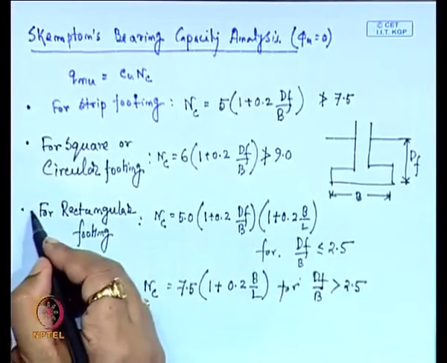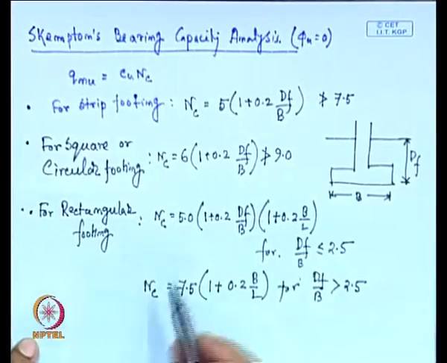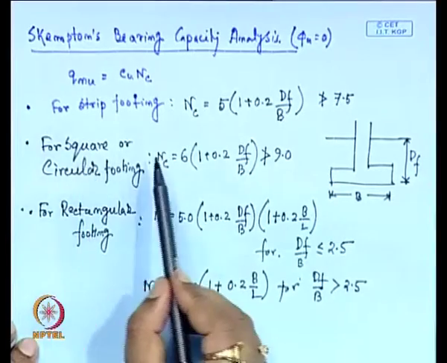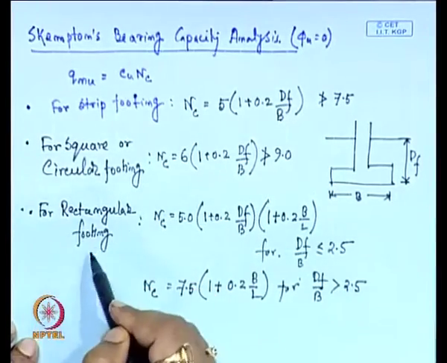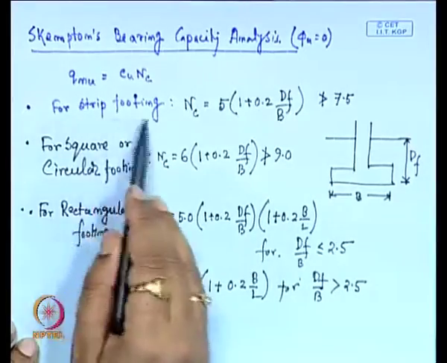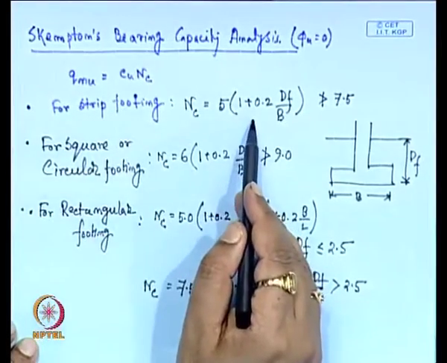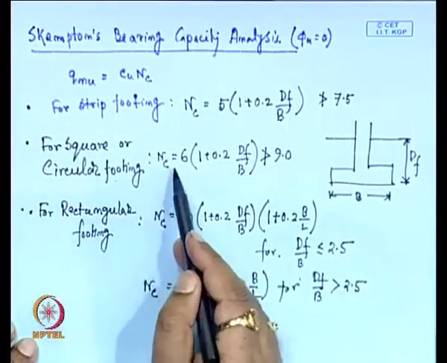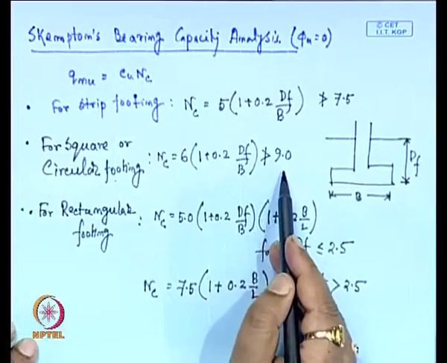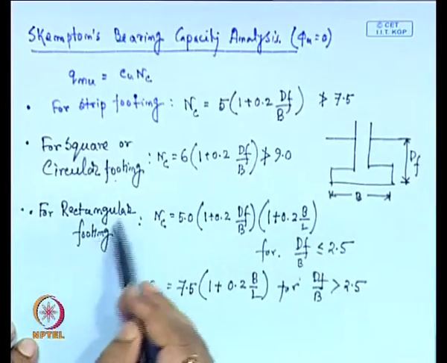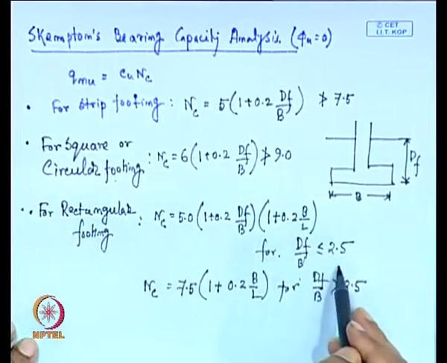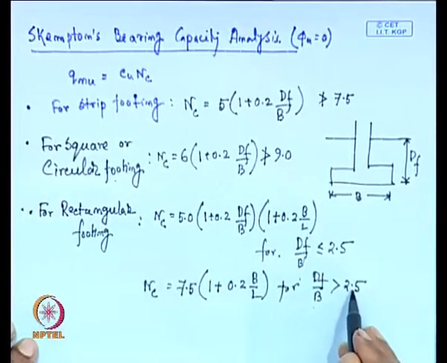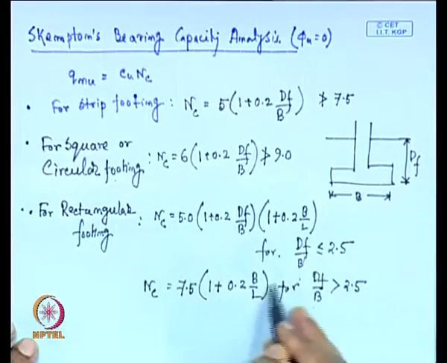So, these are the different cases where we can use this Skempton bearing capacity analysis, for the square or circular footing, rectangular footing, or strip footing. For the strip footing, this expression you have to use, which is limited to 7.5. For square or circular footing, this Nc is this expression, which is limited to 9, and for the rectangular footing, if df by b is less than or equal to 2.5, then we can use this expression. Now, if df by b is greater than 2.5, then we can use this last expression.